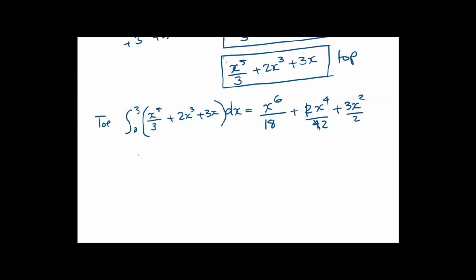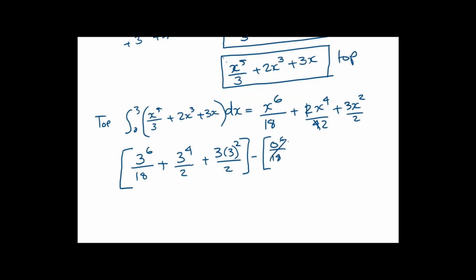Now we want to put in 3 and 0. So we're going to get 3 to the power of 6 divided by 18 plus 3 to the power of 4 over 2 plus 3 times 3 squared over 2, minus 0 to the power of 6 over 18, minus 0 to the power of 4 divided by 2, which is 0, and 3 times 0 squared is 0. So that's going to be 0.